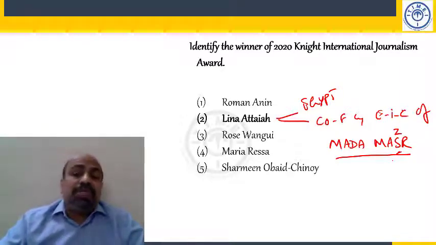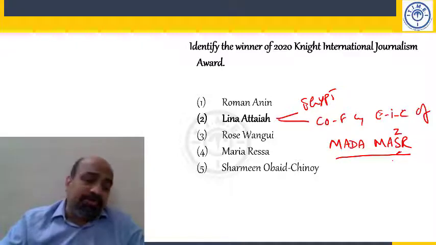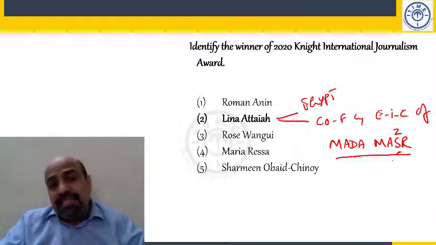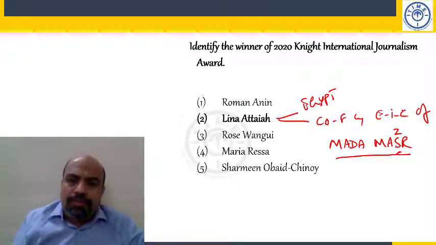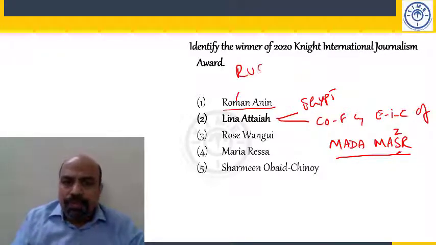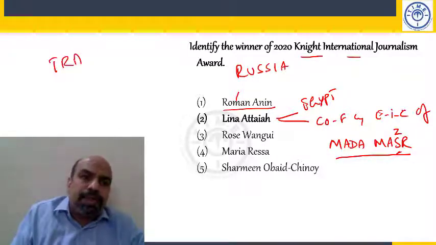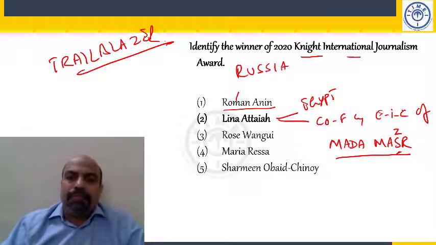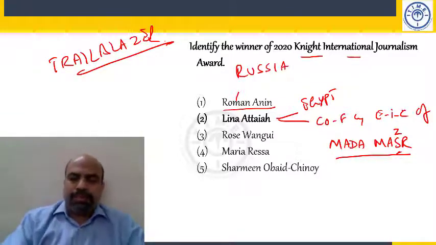Lina Ataya is an Egyptian. She has been under tremendous pressure of the Egyptian government, which is led by a former army chief and current dictator. What's his name? Abdel Fattah el-Sisi. She has stood her ground. And look at this, Roman Anin. She's a Russian. She won the Knight International Trailblazer Award. You could write this, Trailblazer. So this is one notch below this. Trailblazer. Okay, next.